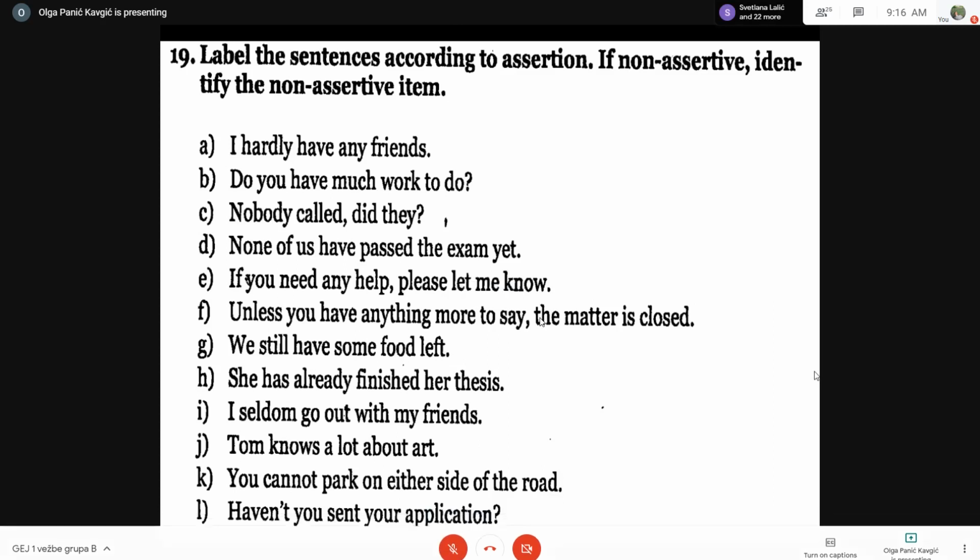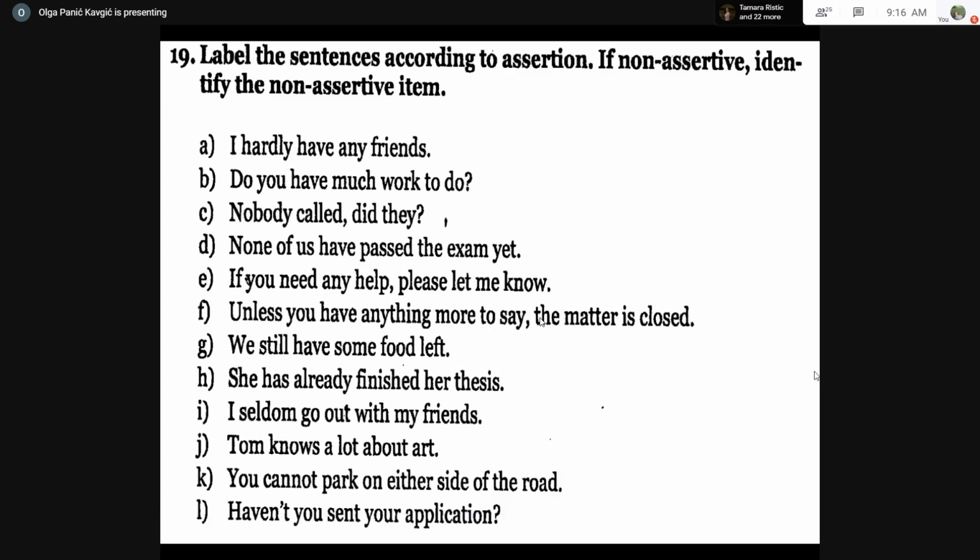Teodora Đurđević. Is Teodora here? I'm here. So you have sentence E. If you need any help, please let me know. Non-assertive. This is non-assertive. Good. What's the item? Any. Good. Any is the item.